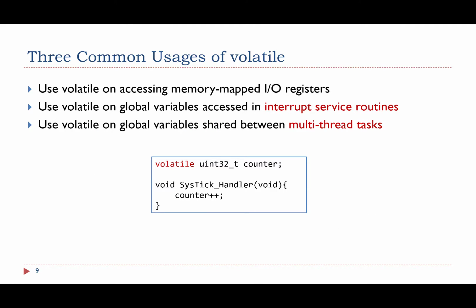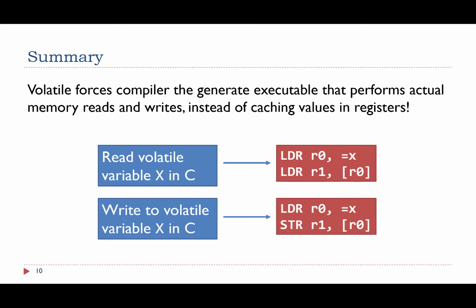When an interrupt handler or a thread reads or writes to a global variable, this global variable should be declared as volatile. For example, the SysTick interrupt handler modifies the global variable counter. As a result, the counter should be declared as volatile. In summary, volatile forces the compiler to generate a binary executable that performs actual memory reads and writes instead of caching values in registers.